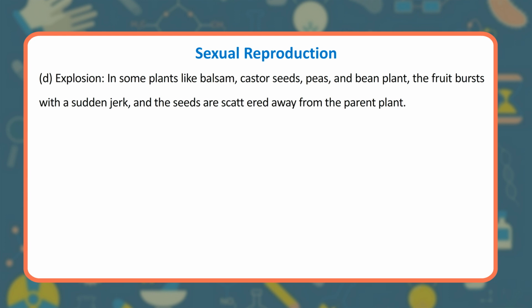Explosion. In some plants like balsam, castor, peas, and bean plant, the fruit bursts with a sudden jerk, and the seeds are scattered away from the parent plant.